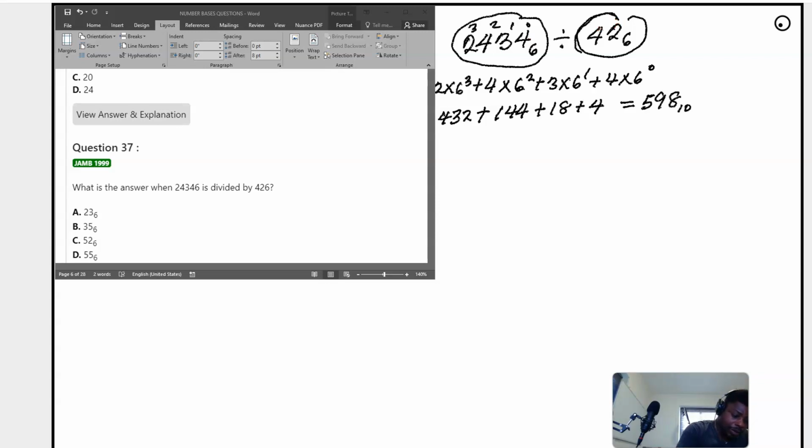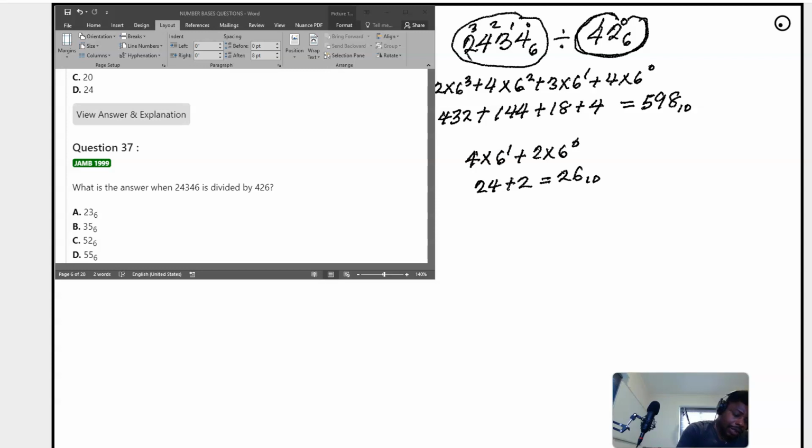Now let's do for this one here. That is 0 and 1. So 4 times 6 raised by 1 plus 2 times 6 raised by 0. So this is 24 plus 2. That is 26 in base 10.